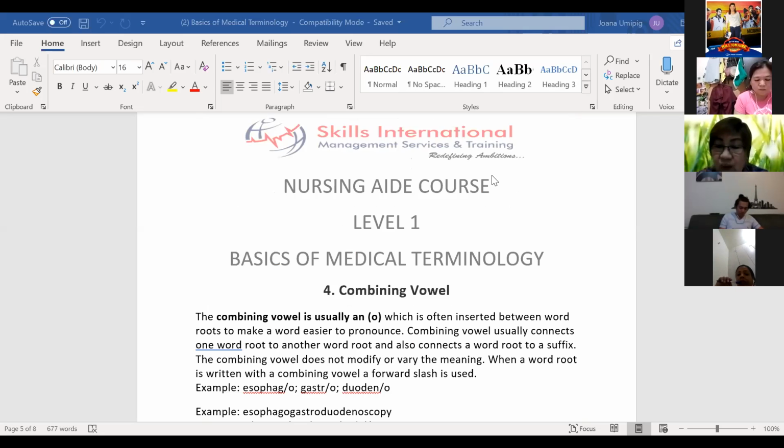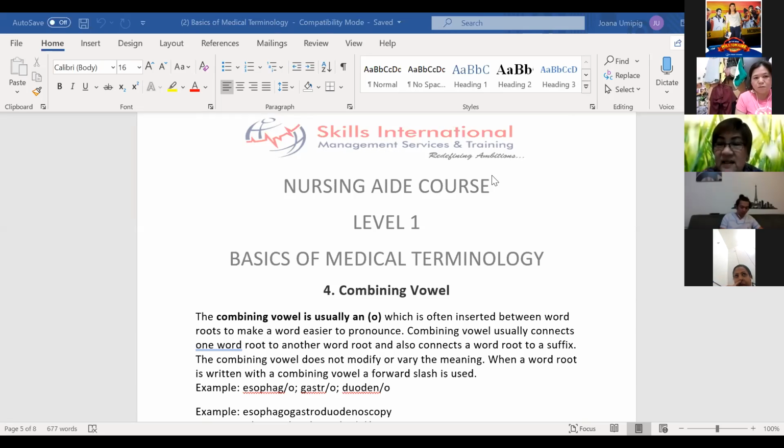The combining vowel usually connects one word root to another word root, and also connects a word root to a suffix. The combining vowel does not modify or vary the meaning. When a word root is written with a combining vowel O, a forward slash is used. For example, esophag/o, that is the combining vowel, or gastr/o, or duoden/o. Okay?